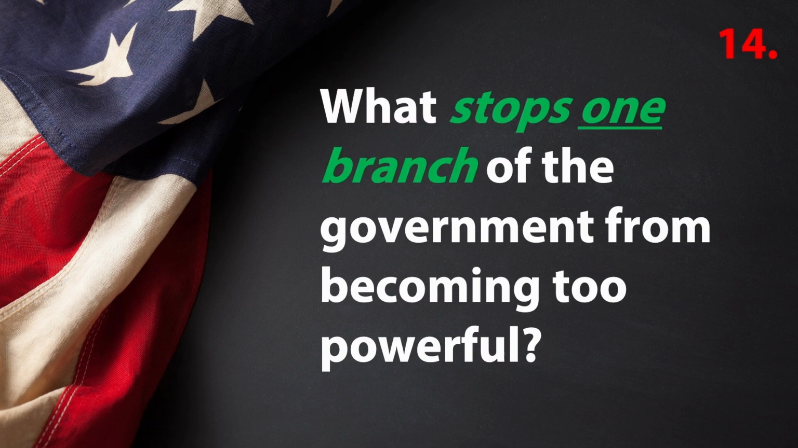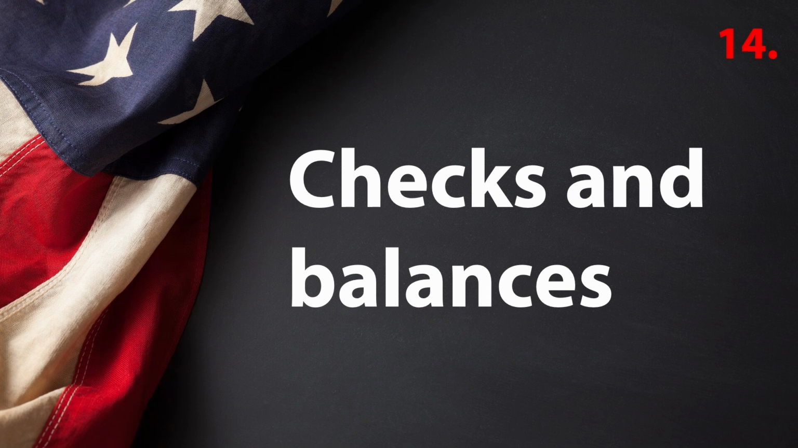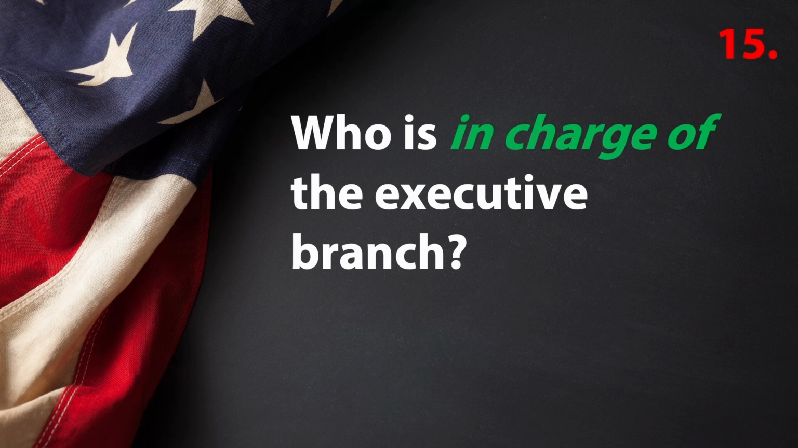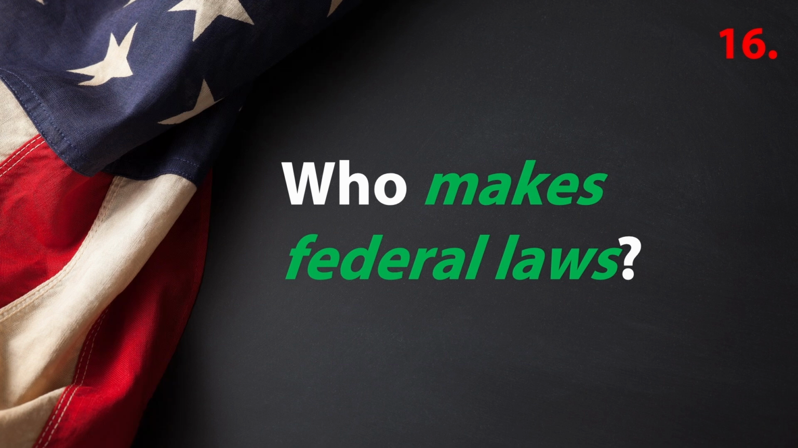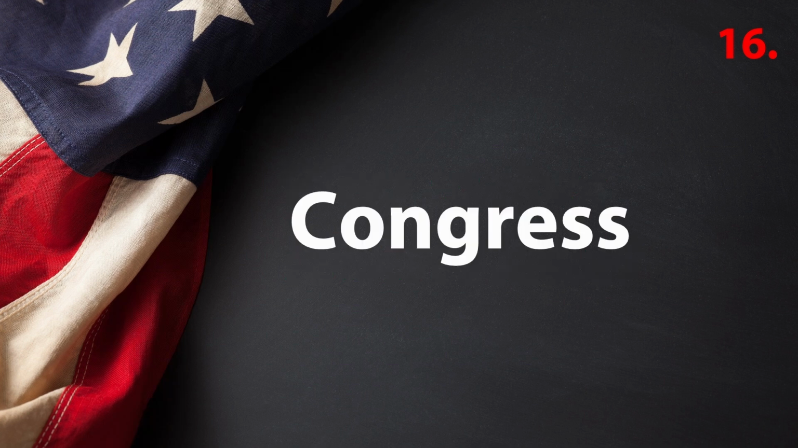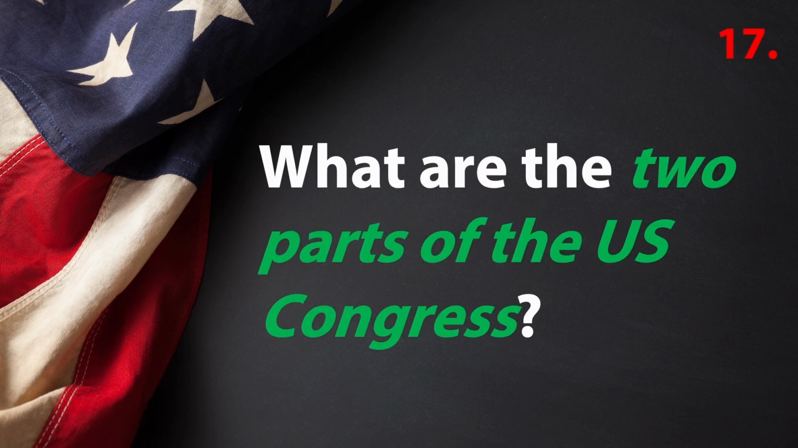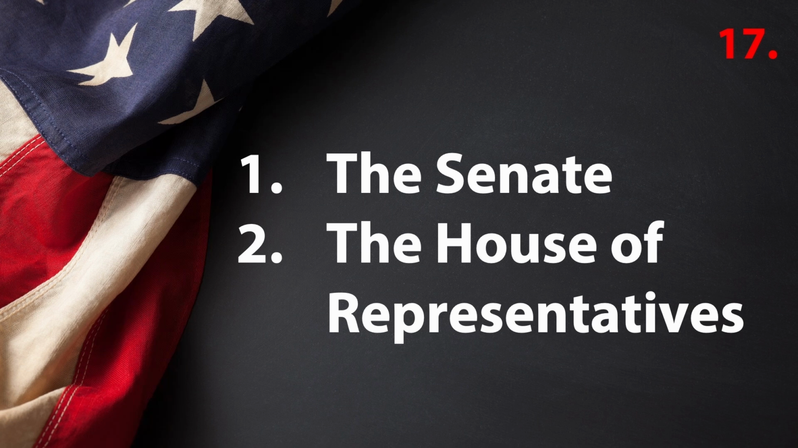What stops one branch of the government from becoming too powerful? Checks and balances. Who is in charge of the executive branch? The President. Who makes federal laws? Congress. What are the two parts of the U.S. Congress? The Senate and the House of Representatives.